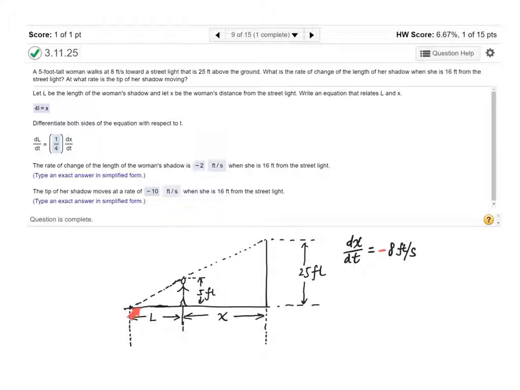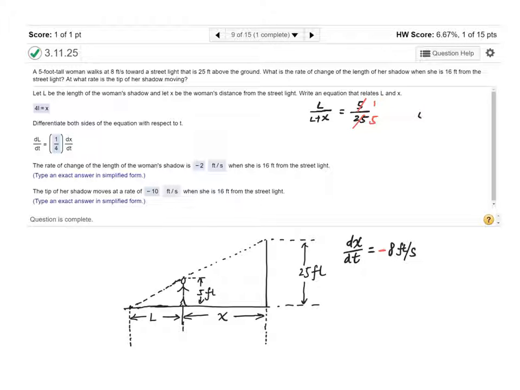this side, one leg of the smaller triangle, over this side, which is the corresponding side in the bigger triangle, should be equal to this side of the smaller triangle over this side of the larger triangle. So when I write this ratio, I'll write L over the total of the other one, which would be L plus X, equals 5 over 25. And you can certainly quickly cancel the 5, and this can be reduced to 1/5.